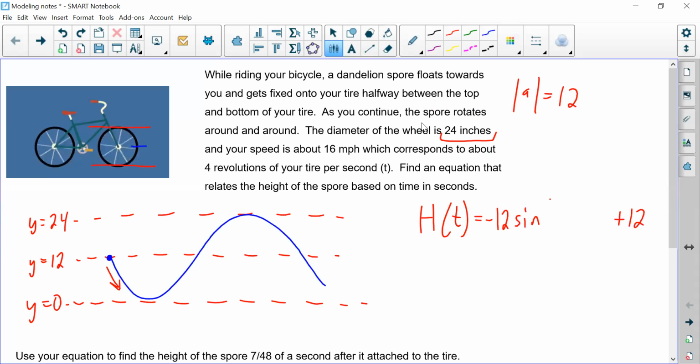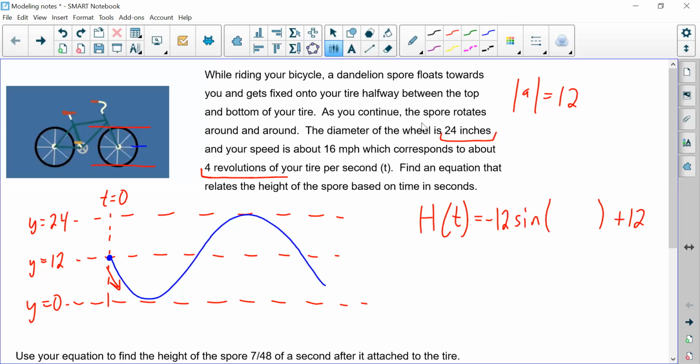So I've got almost everything. There's no phase shift. We're just going to assume that the time begins at 0. So I don't have to worry about phase shifting left or right. But I do need to figure out the b value. So the 16 miles an hour is something I don't need to use right now.